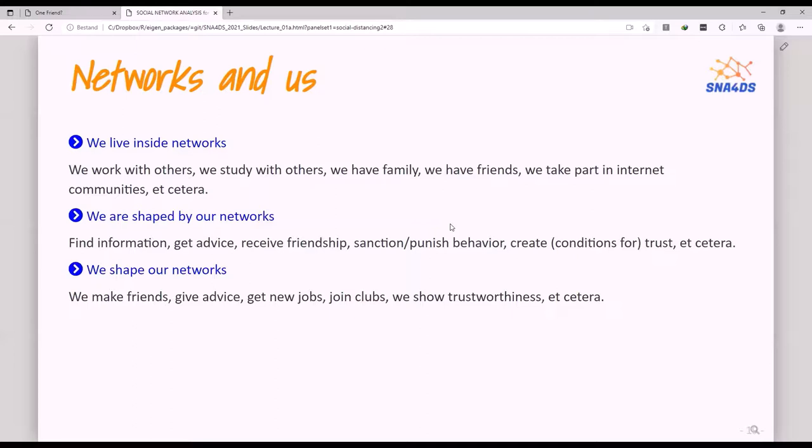And vice versa, of course, we also have the power to shape our networks. That's what we're constantly doing in life. So this is not just an intellectually interesting topic, it's also something that you may start to realize you're dealing with every day in your life anyway.